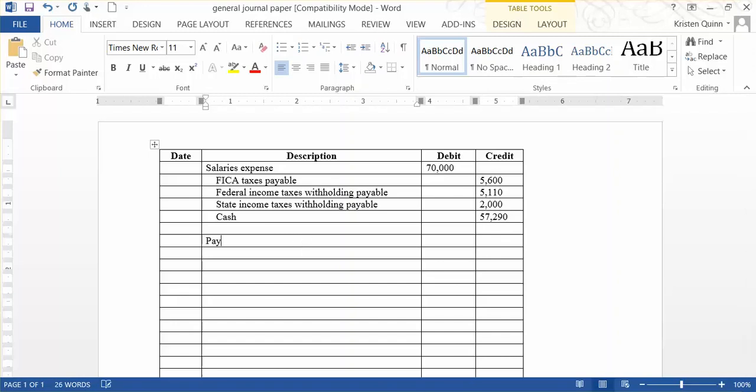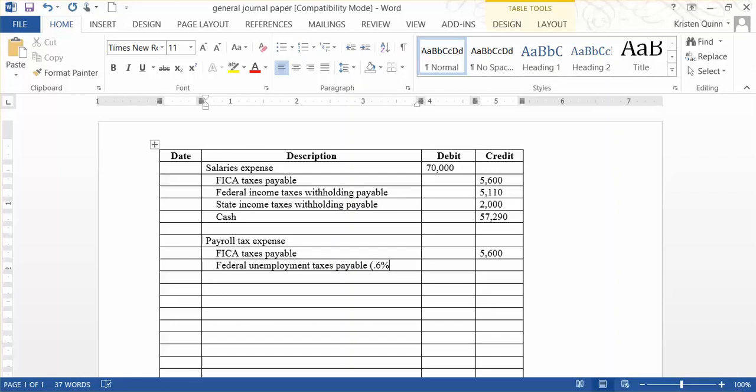We also have a payroll tax expense, and that's just going to be the sum of the taxes that we as the employer have to pay. We have to pay FICA taxes. We have to match exactly how much our employees are paying for FICA. We also have to pay the federal unemployment taxes. And they said that our rate was 0.6%.